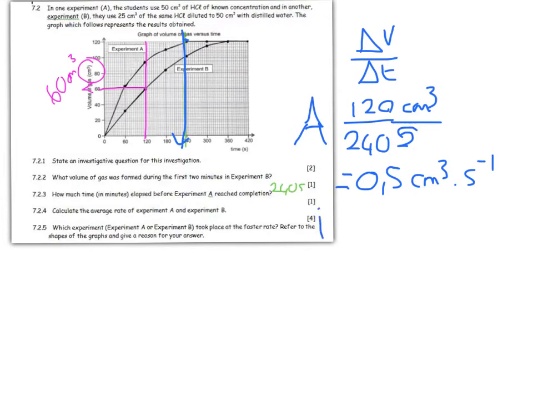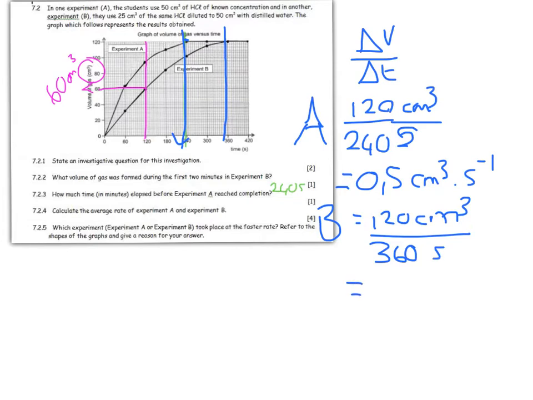For B, I'm also going to get 120 centimeters cubed. But how long did that take? In experiment B, that took 360 seconds. So I now need to divide by 360 seconds, and I land up with 0.33 centimeters cubed per second.